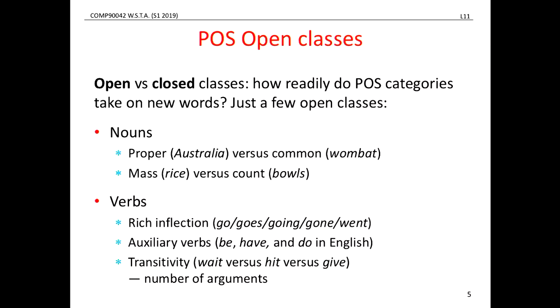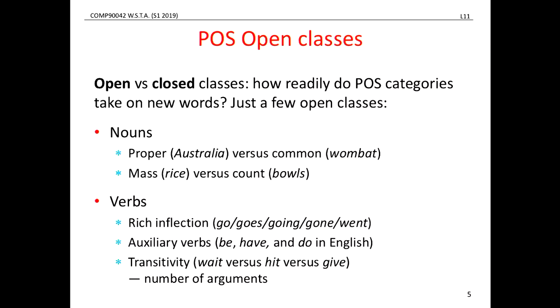Okay, and then we have transitive versus intransitive verbs. This is to do with how many arguments they expect. So the example I have here, I wait, expects a single argument, I.